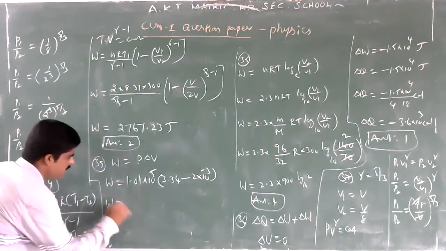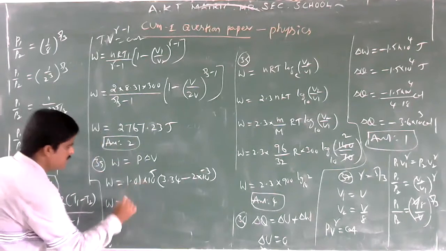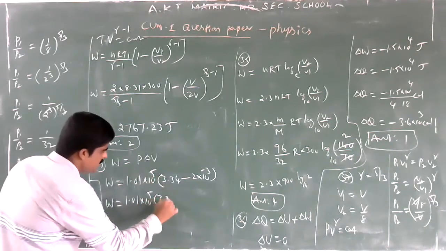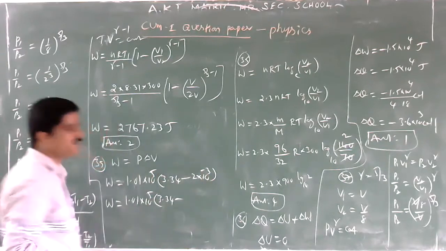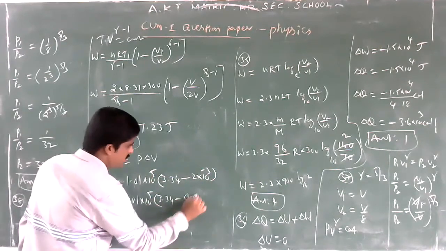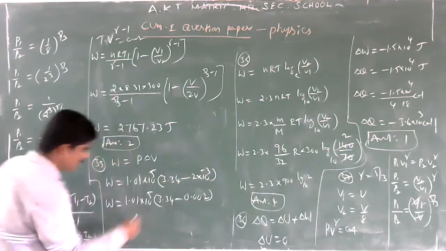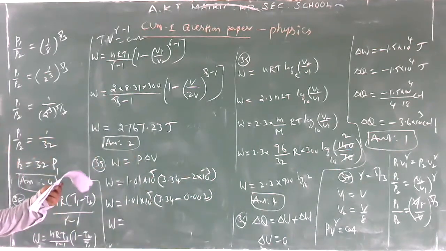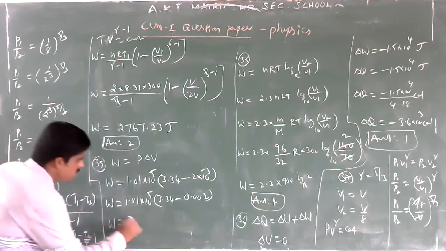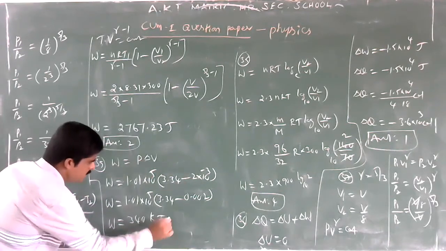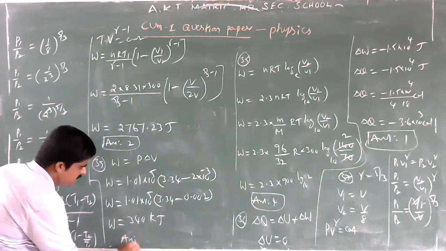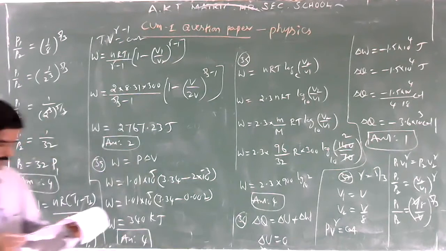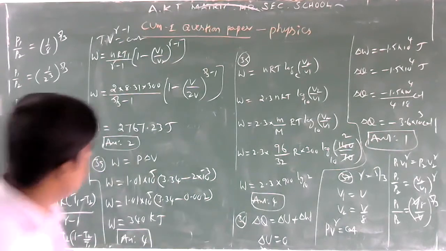So then work done is equal to 1.01 into 10 to the power of 5 into 3.34 minus 2 into 10 to the power of minus 3, which can be written as 0.002. On simplifying this, you will get work done W equal to 340 kilojoules. So therefore, which option is correct? The fourth option is correct. 39. Next, question number 40.